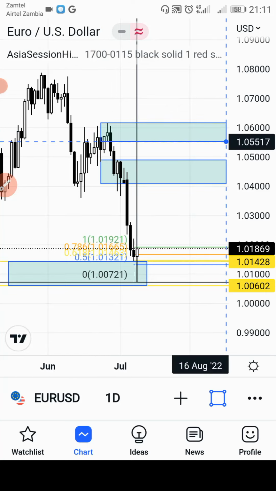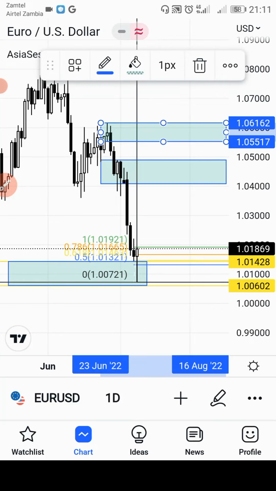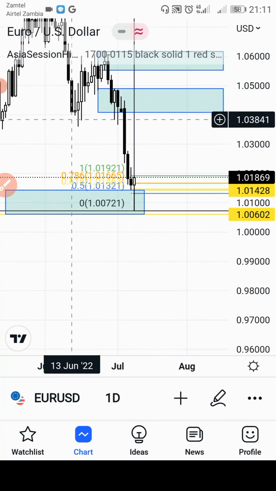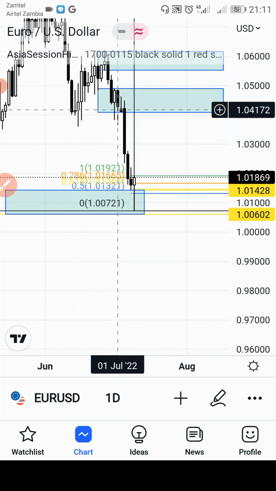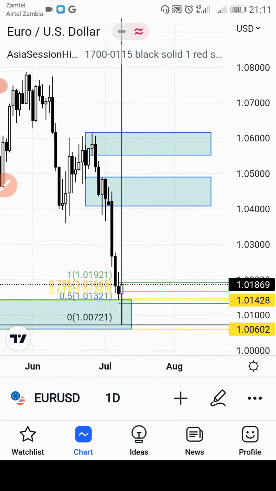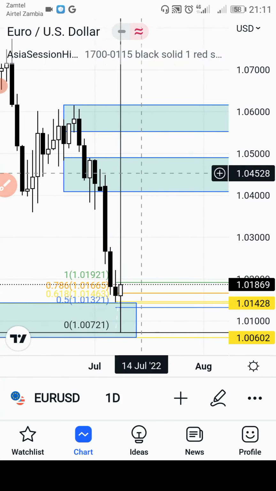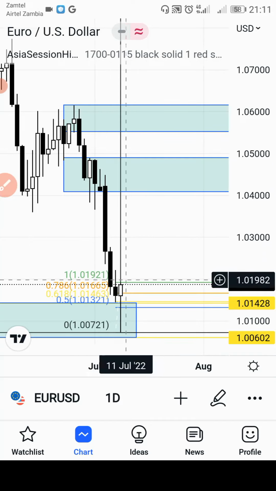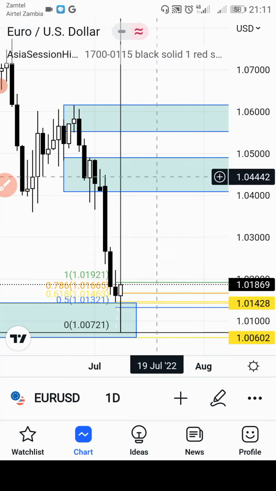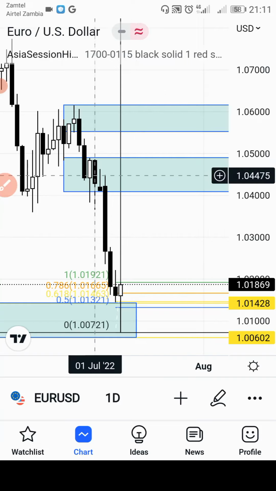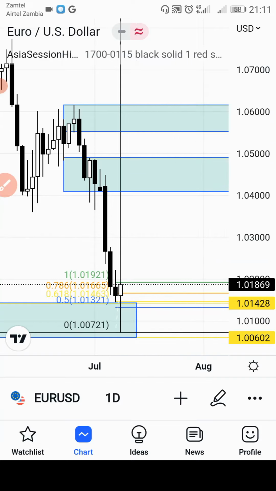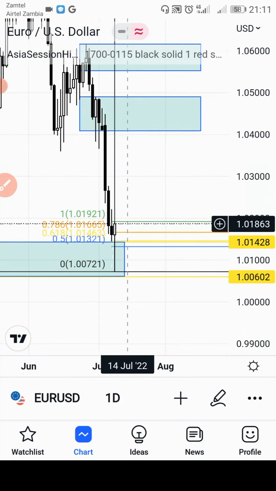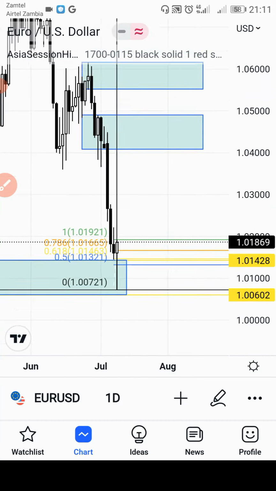This is our extreme OB that broke structure. You can see it broke this structure right here, and now this is our swing leg on the daily. So I'm expecting price to drop from either these two levels and to also fill up this imbalance. This is a very huge imbalance that I expect price to fill up and drop from here, or maybe take out this one and drop from the extreme OB, because there's also some imbalance right here.